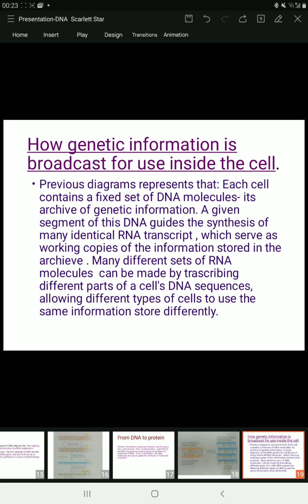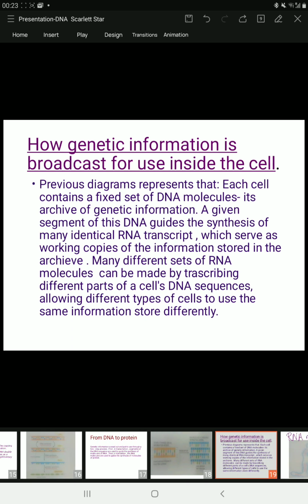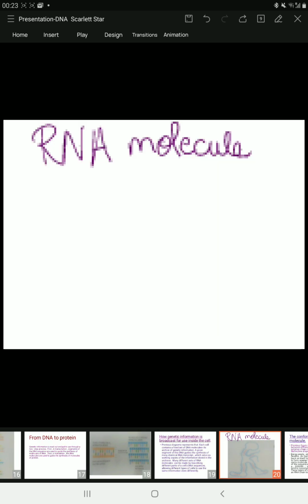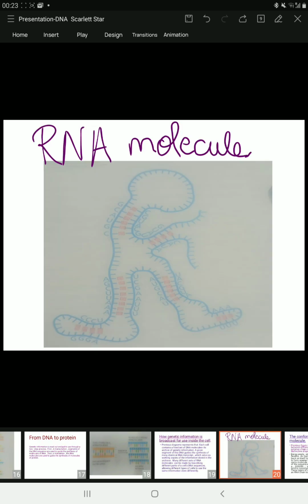Many different sets of RNA molecules can be made by transcribing different parts of the cell's DNA sequences, allowing different types of cells to use the same information stored differently. Means this is all the process. This is the description of this figure, or what happens here. This means many identical RNA transcripts. Transcription was to make, which is the role of mRNA here. It is the whole role of mRNA here, and it is the RNA molecule.